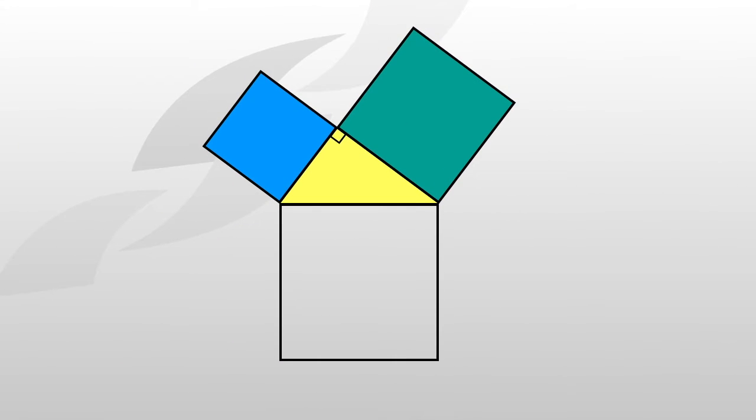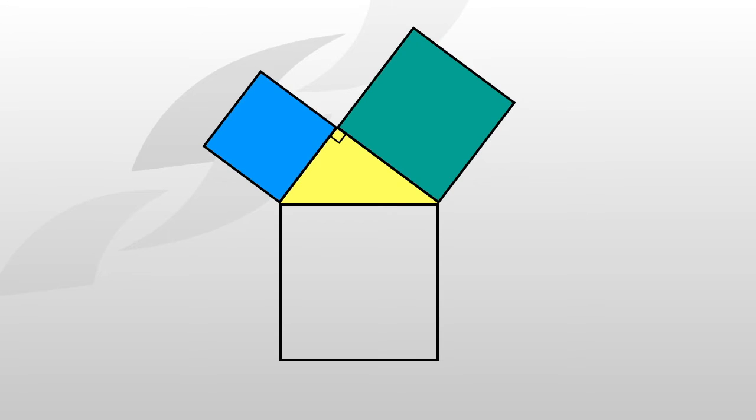Before solving problems involving right triangles, let's take a visual look at how we can show that the Pythagorean theorem is true for any right triangle. This is a visual proof that the Pythagorean theorem is true. We need to show that the sum of the areas of the blue and green squares is the same as the area of the largest square.